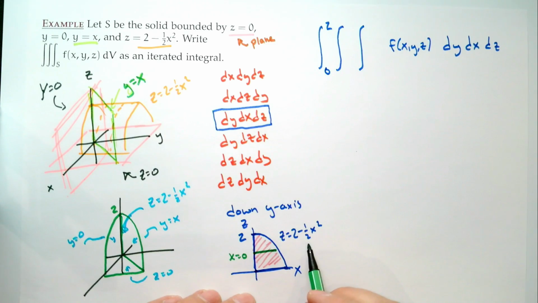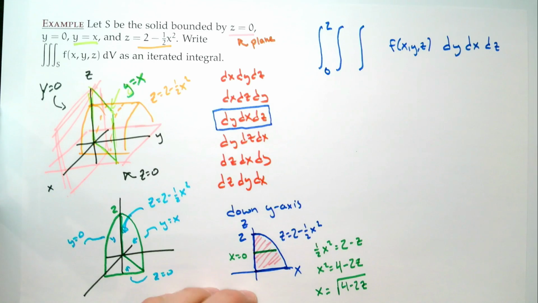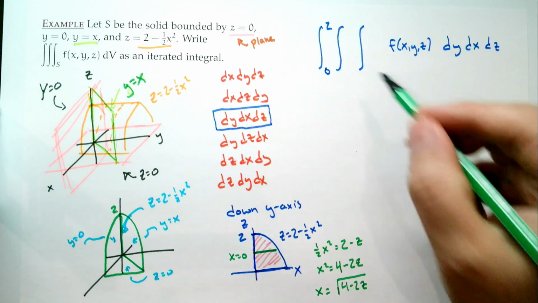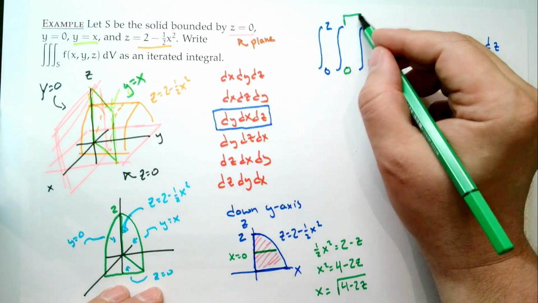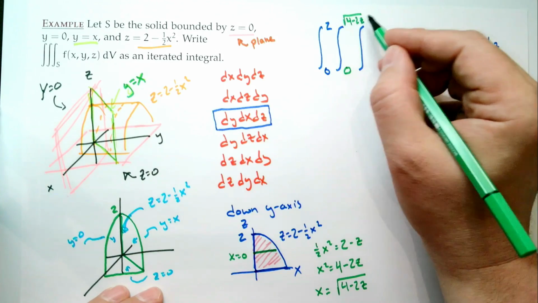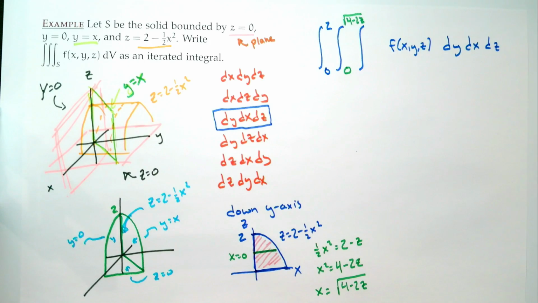Solve for x. So we do a little bit of arithmetic, some of our favorite things here. A half x squared is 2 minus z, or x squared is 4 minus twice z. And so x is plus or minus, but I'm positive x, so the square root of 4 minus 2z. All right, so there's my x value. So I can now fill that in. I go from x equals 0, that curve, to x equals the square root of 4 minus 2z. All right, that's that layer.